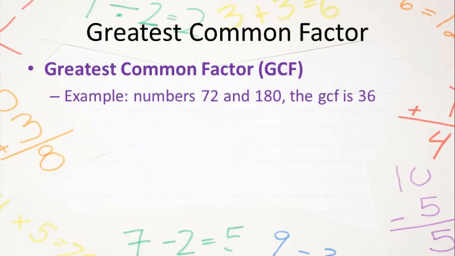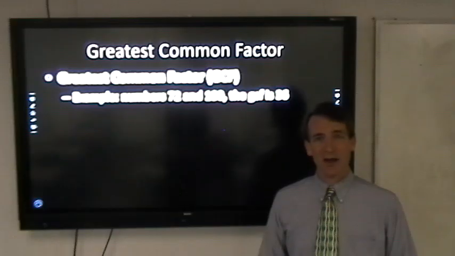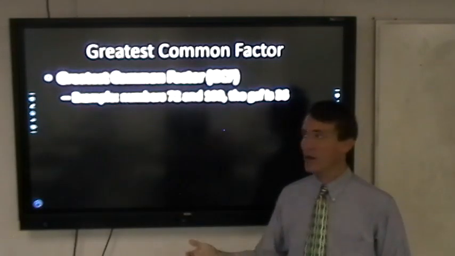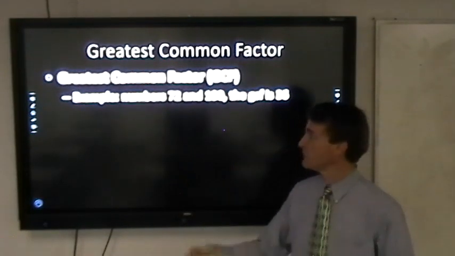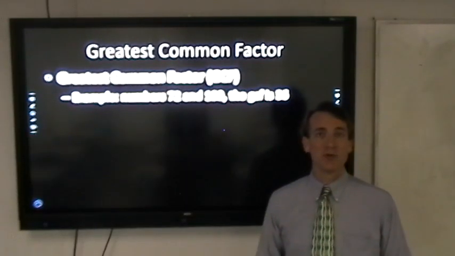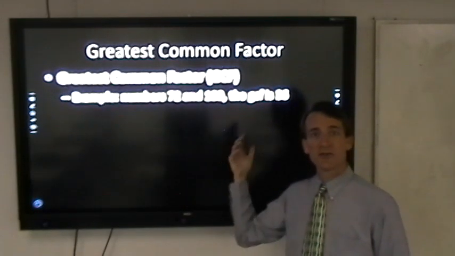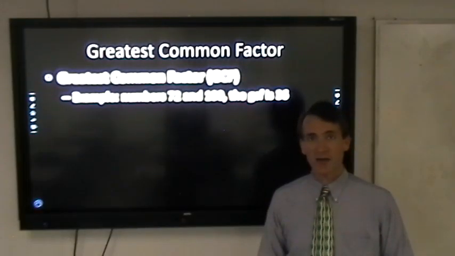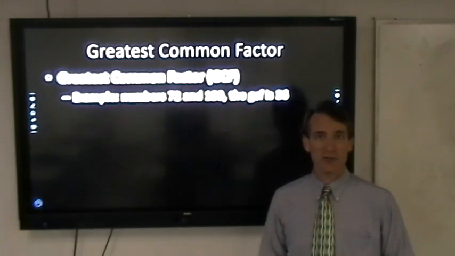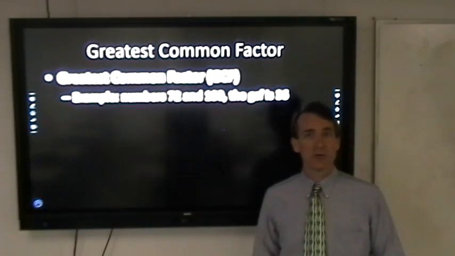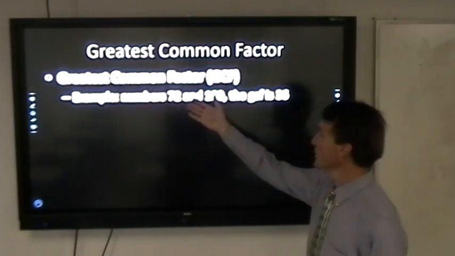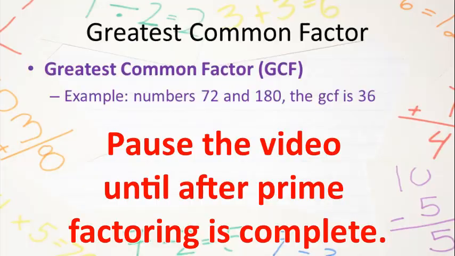If we try the numbers 72 and 180, we get a common factor that is 36. That is the greatest common factor. Now, how do we get that number? Well, we can write out factors of 72 and factors of 180, and we will see in that list that 36 is the common factor that is the highest value. But that can take a lot of time. So instead, what we're going to do is we're going to prime factor 72 and 180.